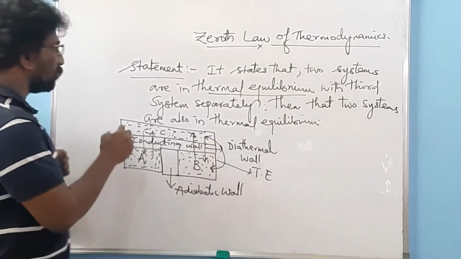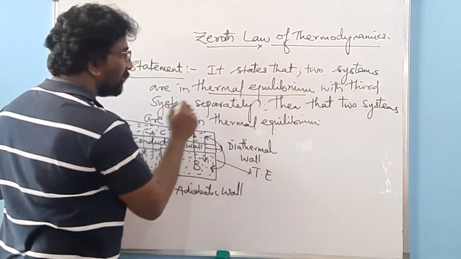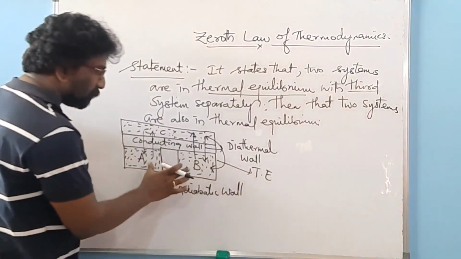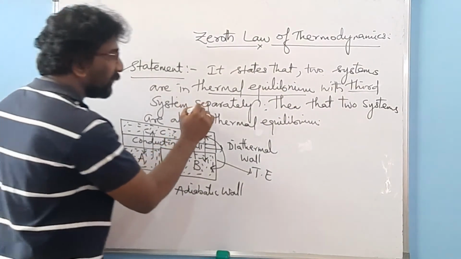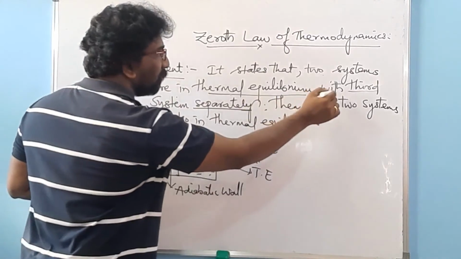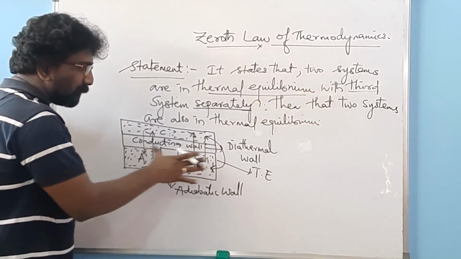Now here also, the two systems are in thermodynamic equilibrium with the third system. What are the two systems? System B and system A. Now these two systems are separately in thermodynamic equilibrium with the third system. Meaning, these two systems are separated by some insulating wall.